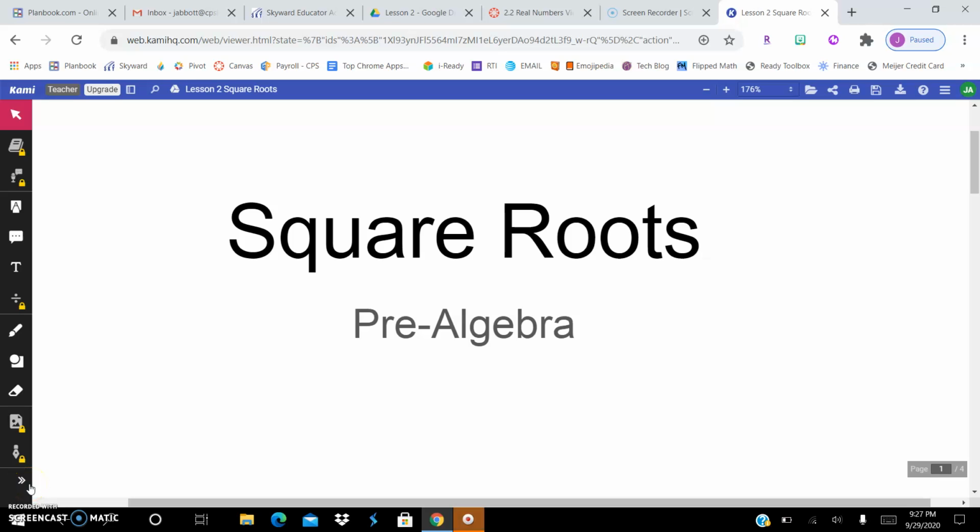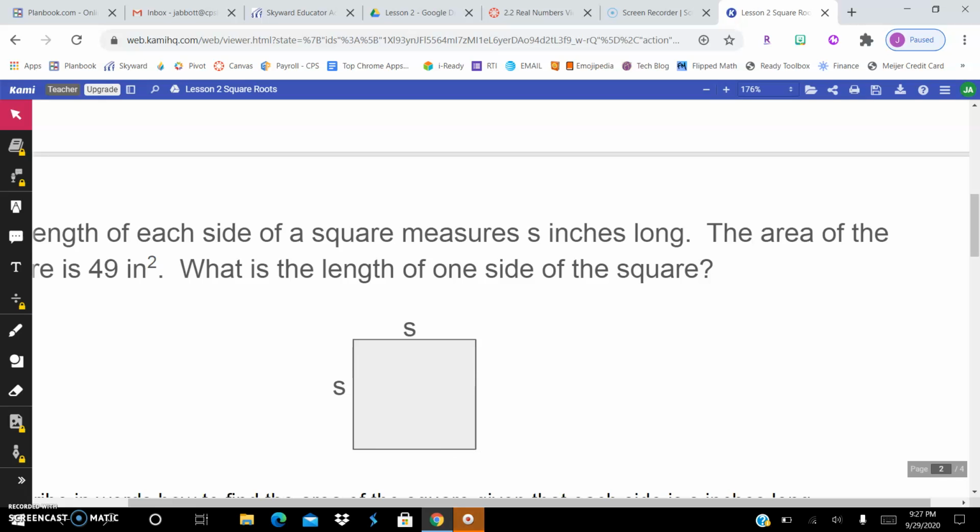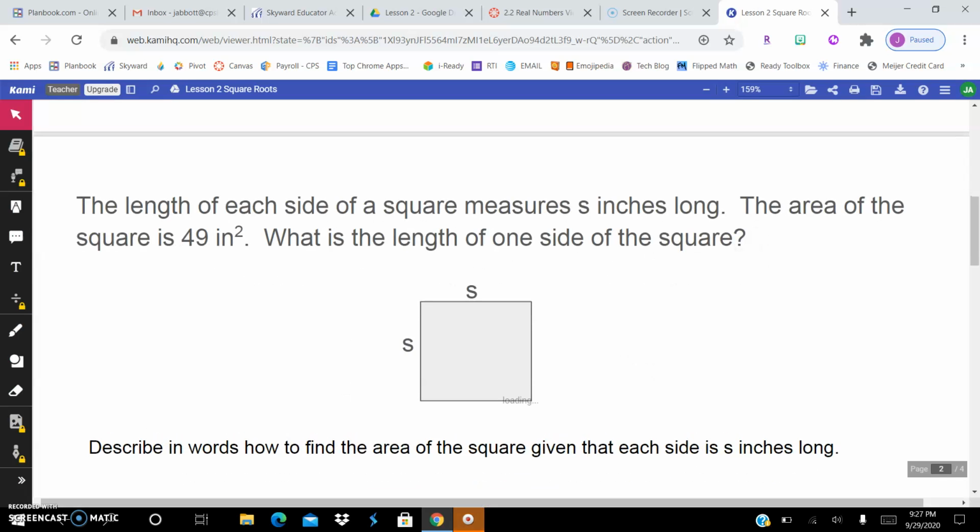Today's lesson is on square roots. So we are going to talk about the length of each side of a square measures s inches long. The area of the square is 49 inches squared. What is the length of one side of the square?